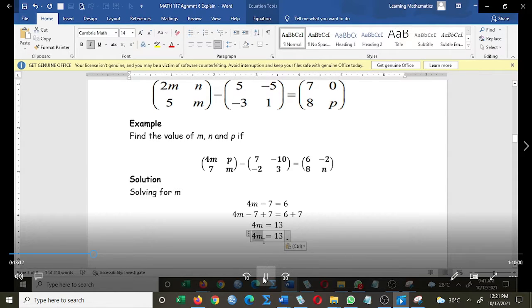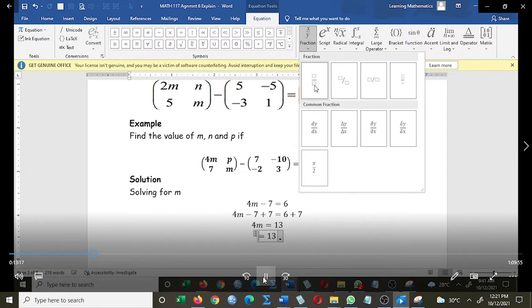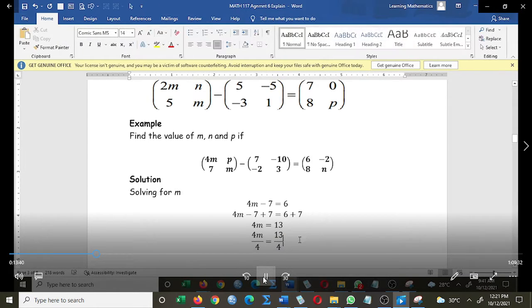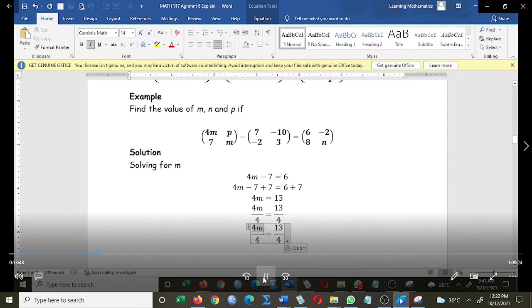Okay, let me just copy this. And I want a fraction, so we go back in equation. Fraction here. Put the 4m there. Paste, and then put your 4. And then you copy down the 13, or you cut it out. Then you come back there, you put the 13 over there. Control V. 4. And then you copy this, go there, you paste it. Then it's just the m we want. m is equal to 13/4.